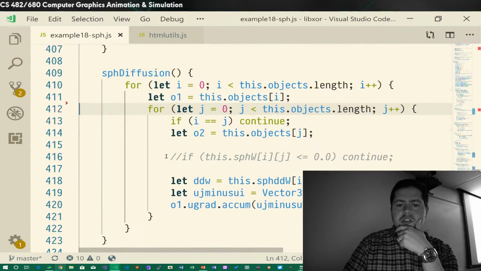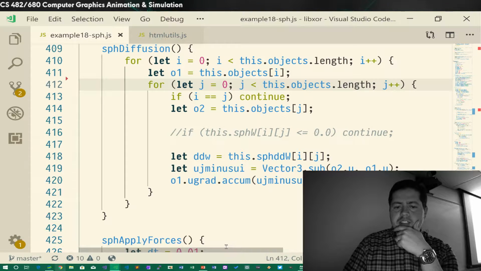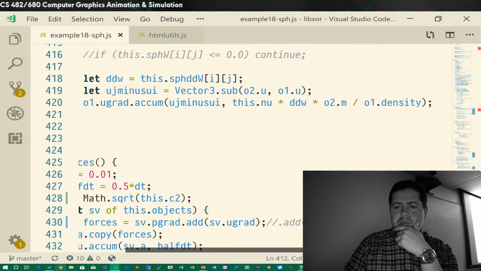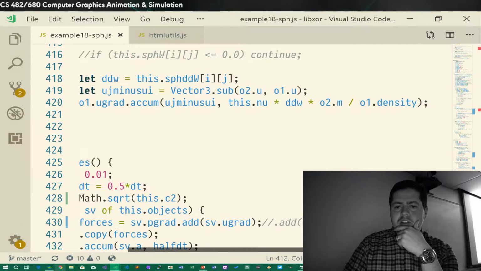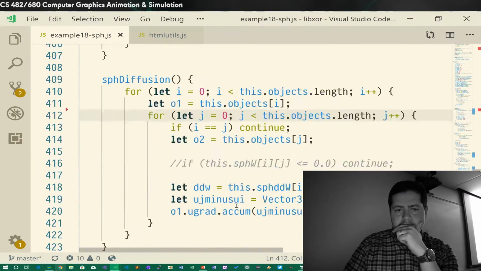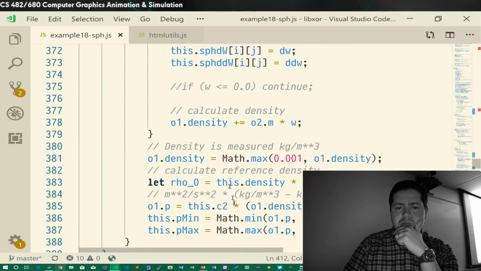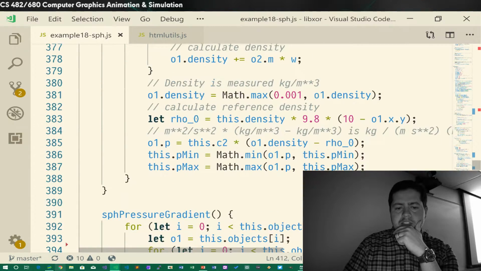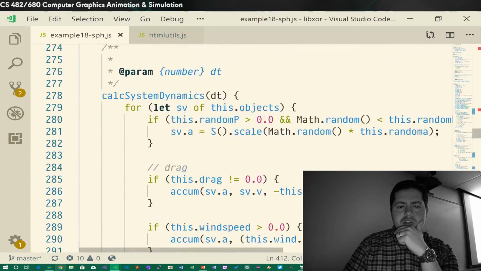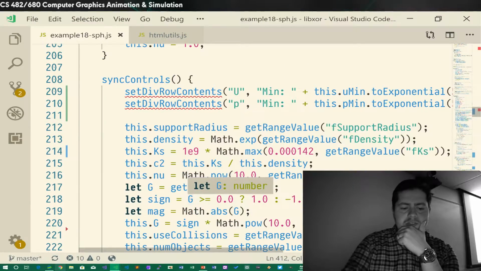Let's look at the diffusion code. So DDW, velocity, this.nu times DDW, m.density. Okay, and when we calculate the density pressures, that should be fine. Maybe we can use our, are we using our real values here? Yeah.